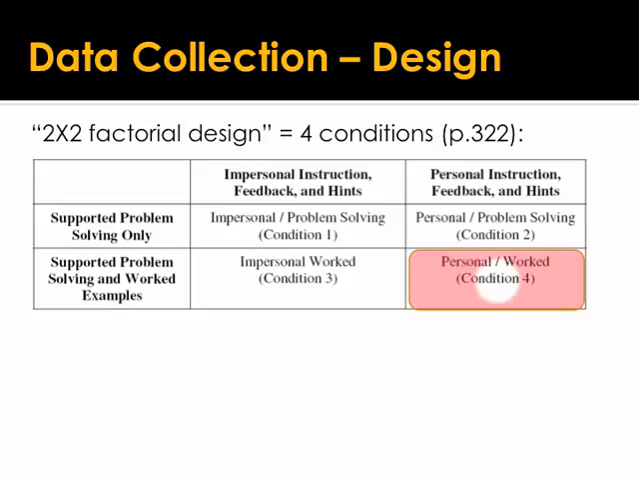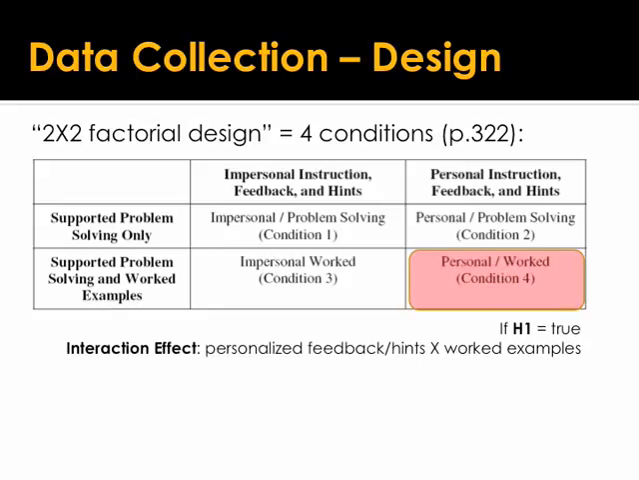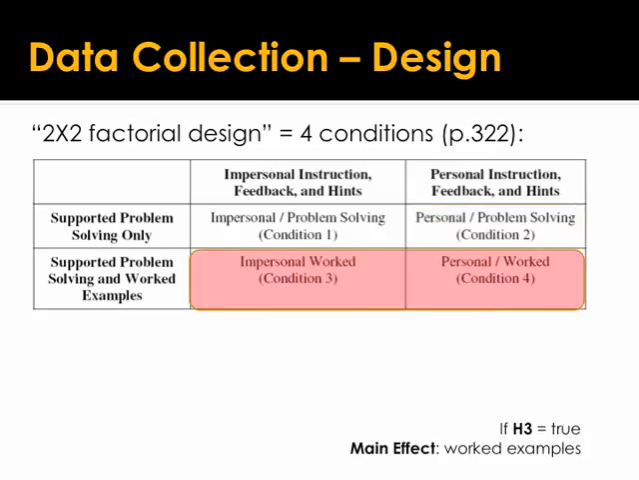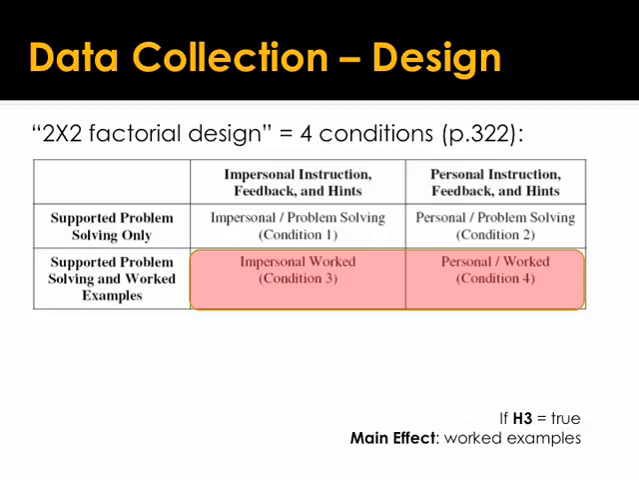Now, if hypothesis 1 were true, we would expect that participants in condition 4 would perform optimally, because this would be an interaction effect between personalized feedback and worked examples. However, if hypothesis 2 were true, we would expect conditions 2 and 4 to perform optimally, because this would be a main effect for personalized feedback. And finally, if hypothesis 3 were true, conditions 3 and 4 would be expected to perform optimally, because this is a main effect for worked examples.